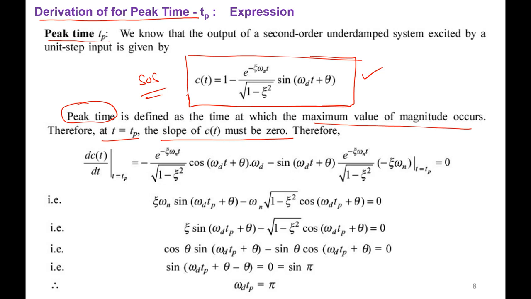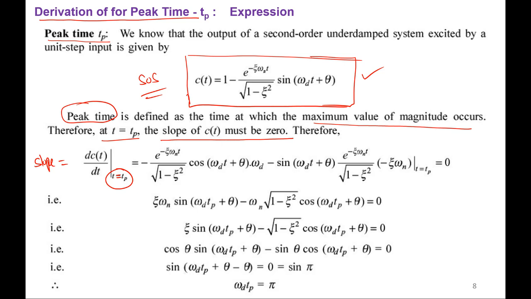So in order to get the slope, we will derive it. We know the slope is equal to d by dt of the response C of t at time t equal to Tp. So we will take the derivative of C of t. Derivative of 1 vanishes. This minus sign, keep it as it is.